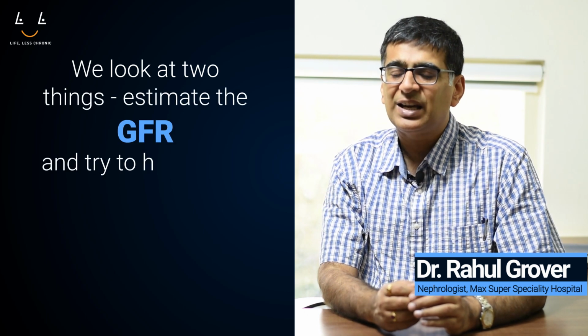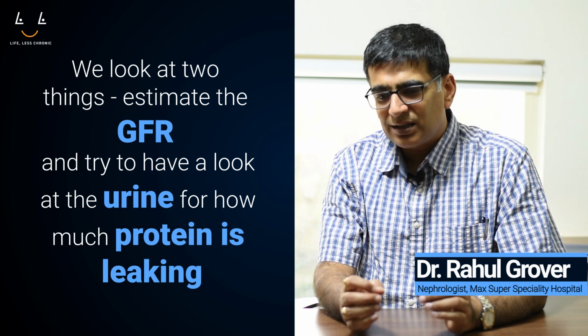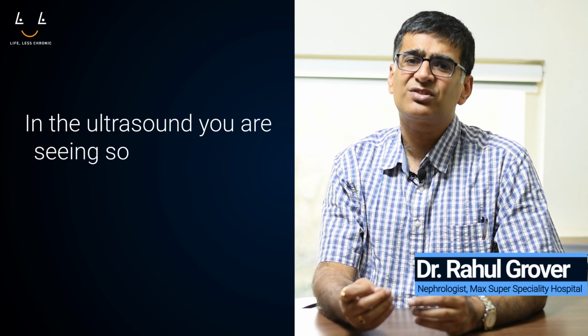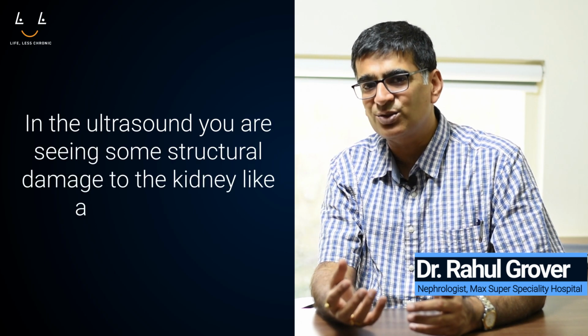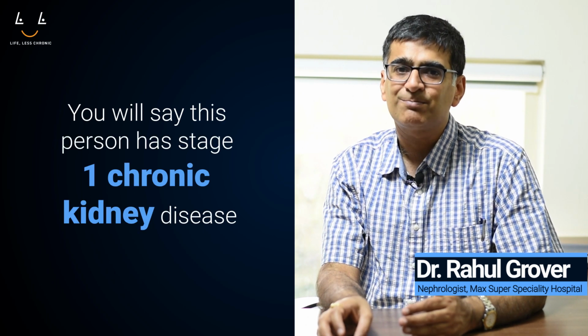So for the diagnosis, to say that a person has chronic kidney disease, you look at two things. You try to estimate the GFR and you look at the urine for how much protein is leaking. If the person has a normal GFR, that is 90 to 120, but is having some protein leakage, or if on ultrasound you see some structural damage to the kidney like a cyst or a scar, you will say this person has stage 1 chronic kidney disease.